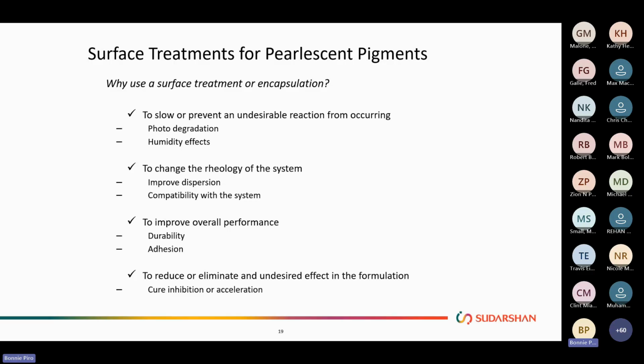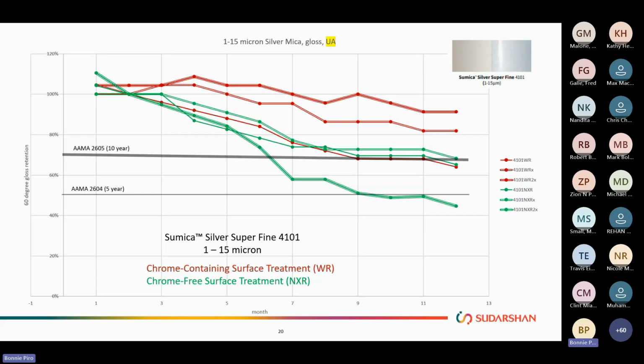They can also be used to help with rheology of the system, or the overall performance with respect to durability. And then there could be areas where we're just doing additional inhibition of undesirable effects in there. So there's a lot of ways we can use surface treatments on mica pigments to get to where we need to be from the end application area.